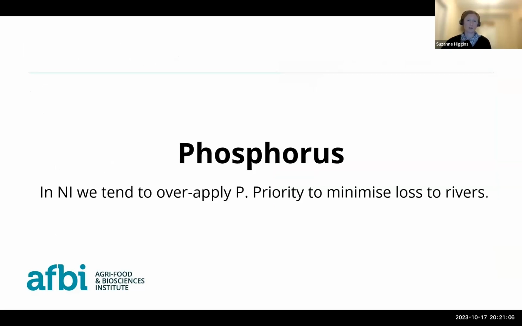Okay, so I'm just going to cover the final nutrient now, which is phosphorus. In Northern Ireland, we tend to over apply phosphorus because there's a lot of phosphorus in slurry. We put out a lot of slurry, but then we're putting additional phosphorus fertilizers on as well. Phosphorus builds up in the soil, and it stays in the soil. So there's a huge buildup of phosphorus over the years, and the priority with phosphorus is to minimize any loss into our rivers.